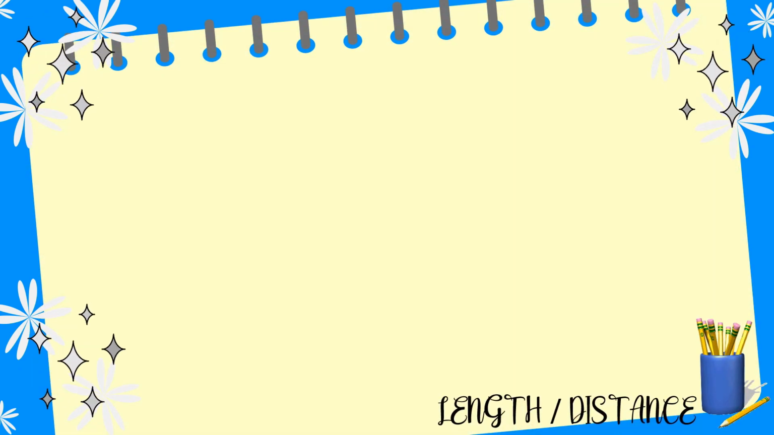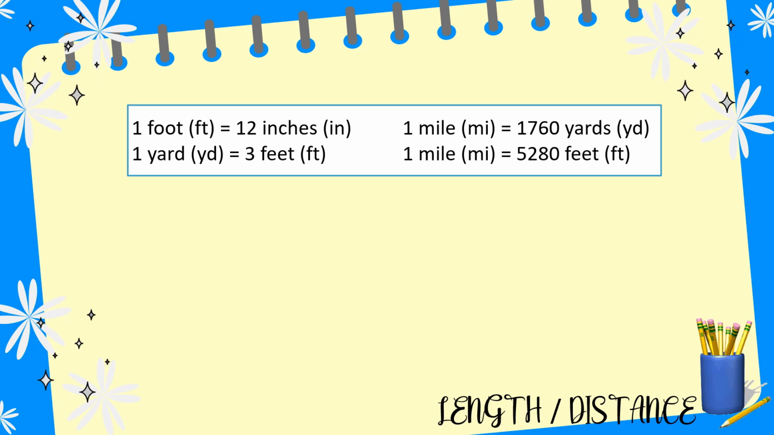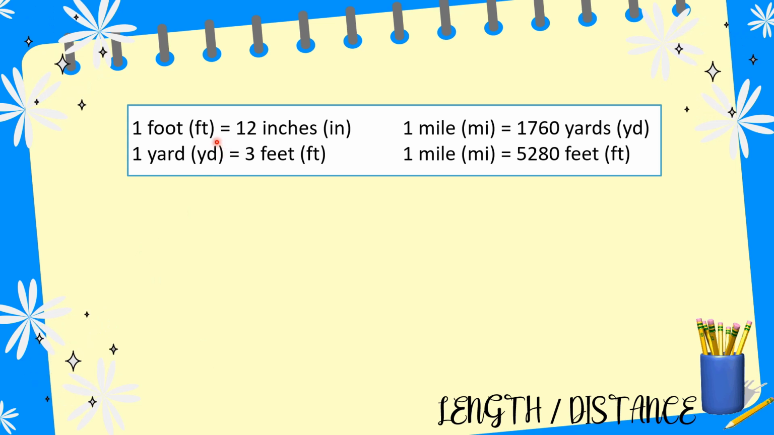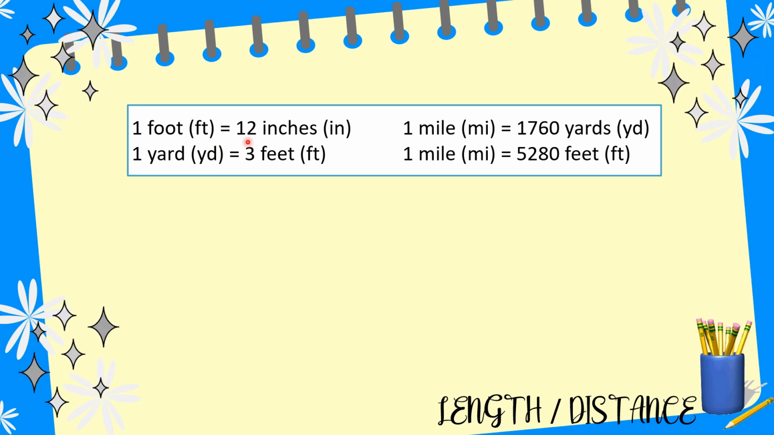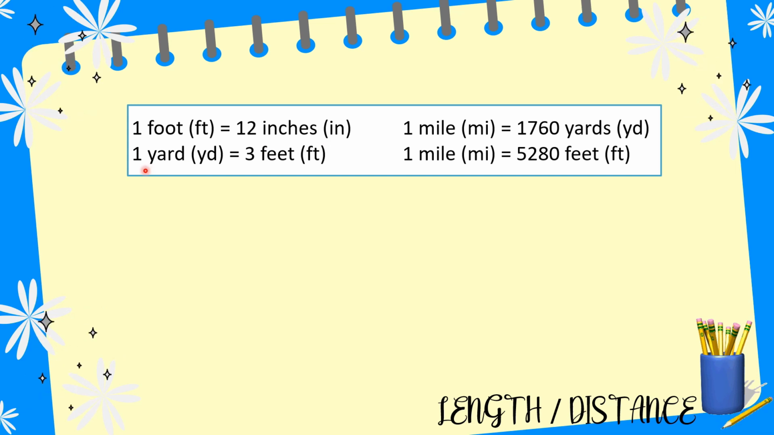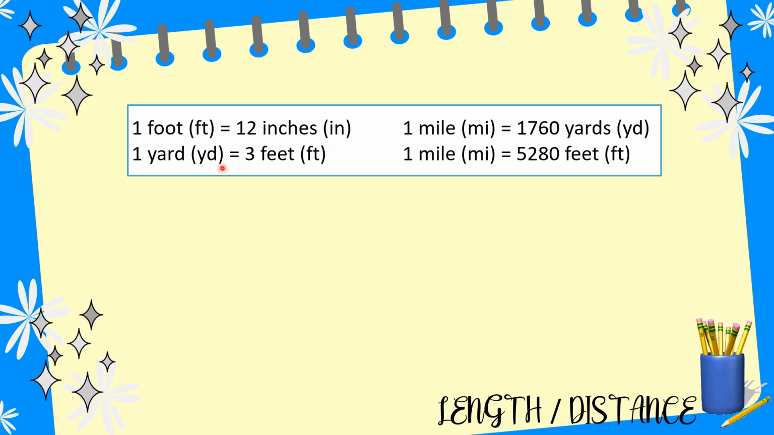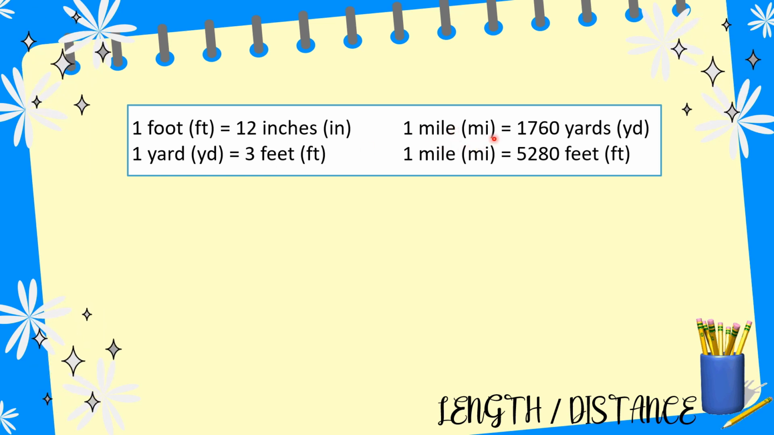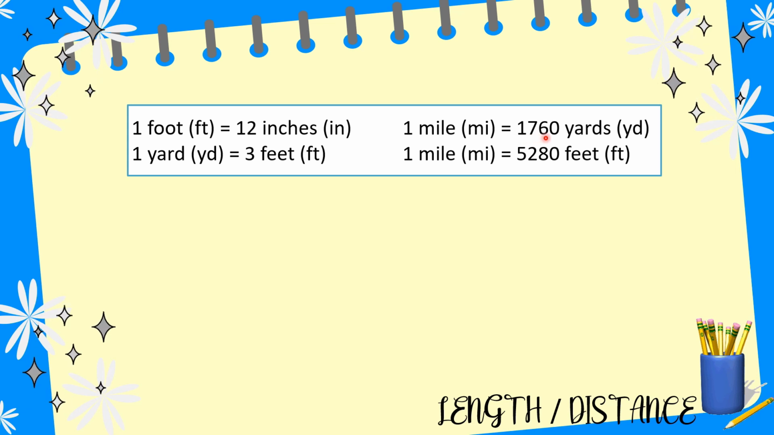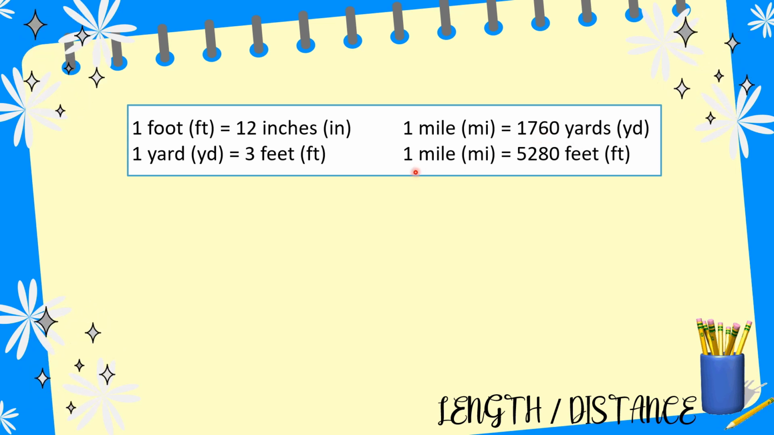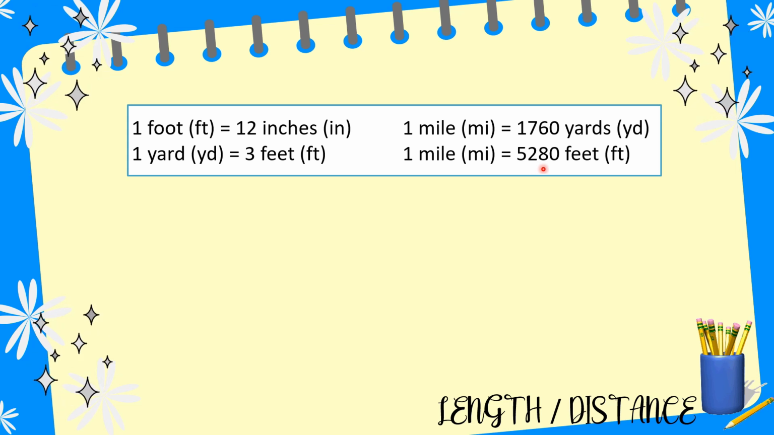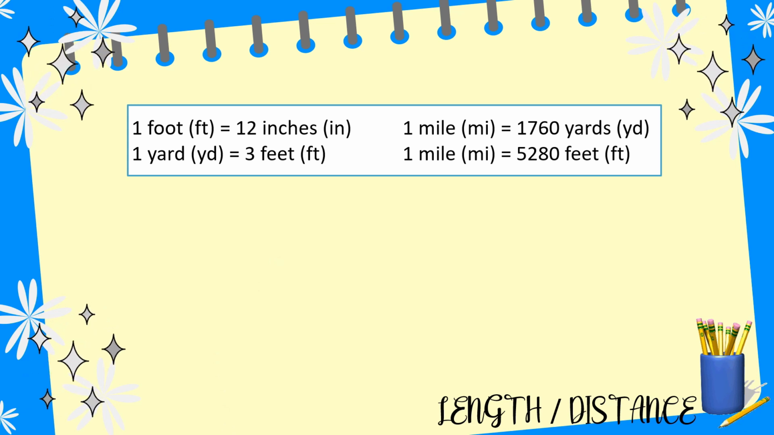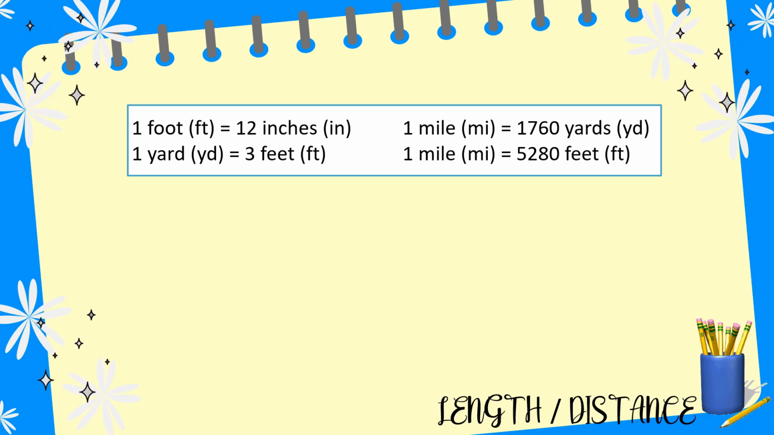These are the conversion factors in the English system of measurement for length. 1 foot, abbreviated as FT, is equivalent to 12 inches, abbreviated as IN. 1 yard, abbreviated as YD, is equal to 3 feet. And 1 mile, abbreviated as MI, is equivalent to 1,760 yards. And 1 mile is also equivalent to 5,280 feet. These are the conversion factors that we should familiarize ourselves with.